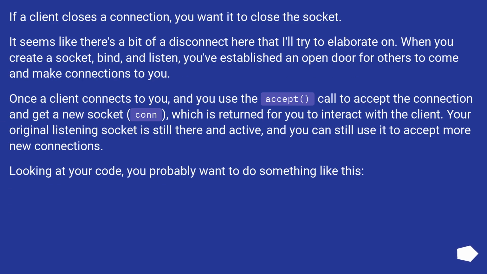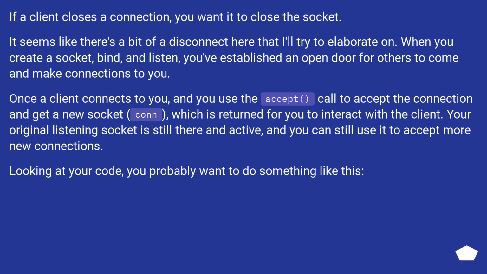If a client closes a connection, you want it to close the socket. It seems like there's a bit of a disconnect here that I'll try to elaborate on. When you create a socket, bind, and listen, you've established an open door for others to come and make connections to you. Once a client connects to you, and you use the accept call to accept the connection, you get a new socket, con, which is returned for you to interact with the client. Your original listening socket is still there and active, and you can still use it to accept more new connections.